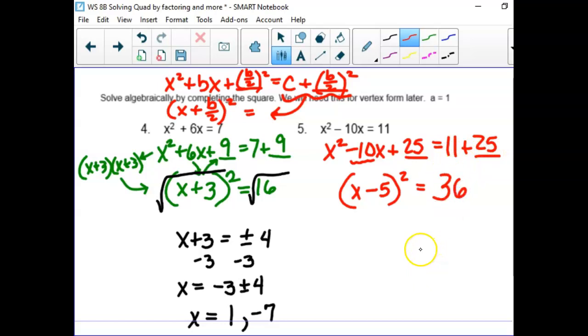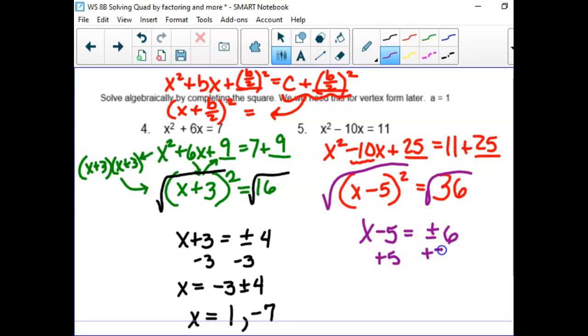Now, if that had been like a 37, we would just end up with plus or minus square root of 37, okay? But this one happens to have a nice square root. So we get x minus 5 equals plus or minus the square root of 36, which is 6. X equals 5 plus or minus 6. I don't know where I'm coming up with a square root. We already got rid of that. Which would be what? 11 and negative 1. Did I do that right, guys?